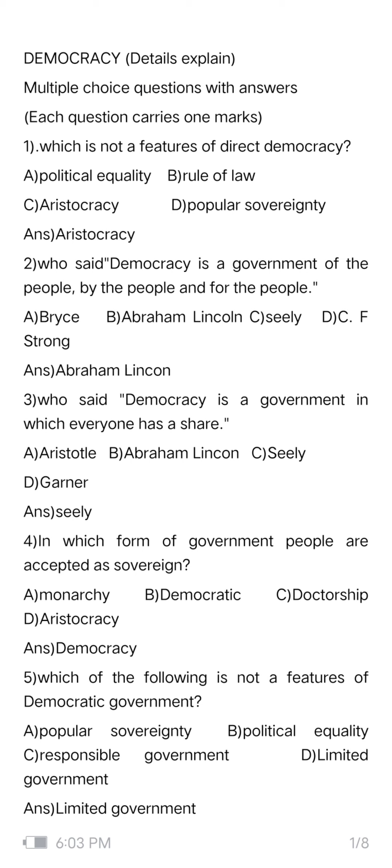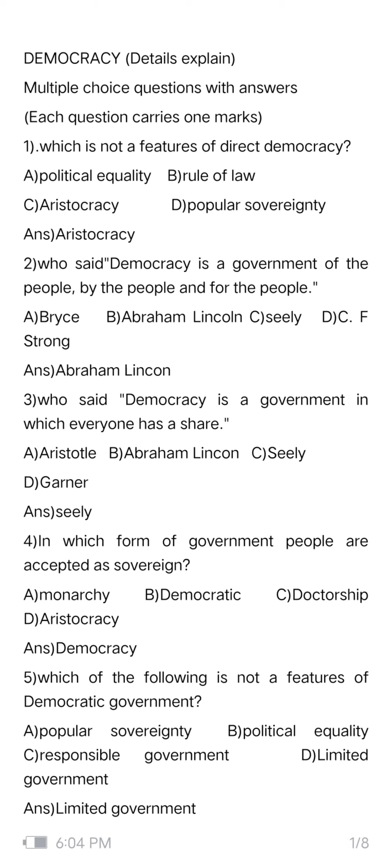Next question is, in which form of government people are accepted as sovereign? Option is monarchy, democracy, dictatorship, aristocracy. Right answer is democracy. In a democracy form of government, people are accepted as sovereign.